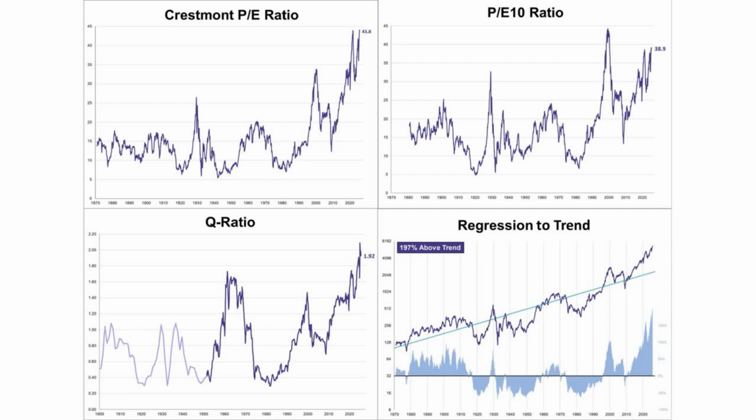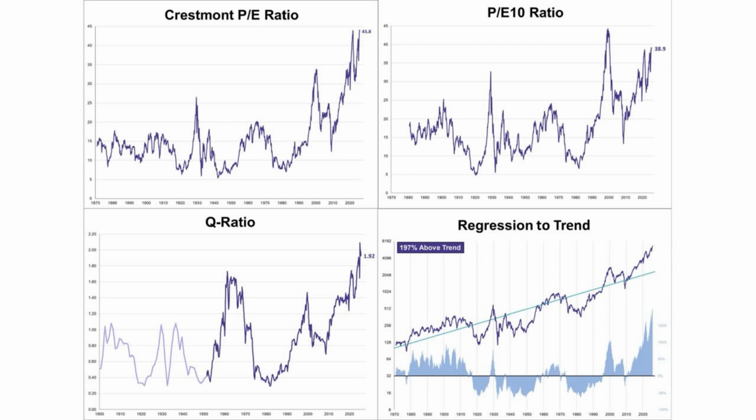Next, we have the PE10 ratio, which is calculated by taking the price of the stock market and dividing it by the 10-year inflation-adjusted average earnings. At the end of November, the PE10 ratio was at 38.9. Then we have the Q ratio, which compares the total market value to the replacement cost of all its company's assets. At the end of November, the Q ratio was at 1.92.